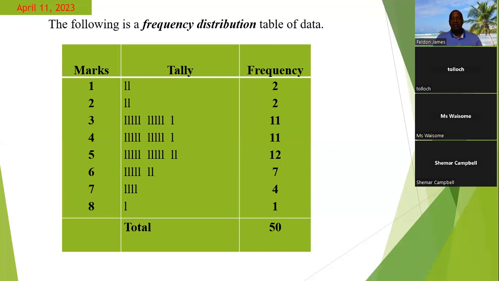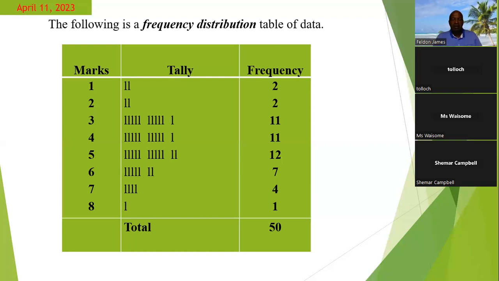Now, what we can do is arrange the marks in ascending order. Ascending is when you go from smallest to largest, and descending is from largest to smallest. So arranging the data here from smallest to largest, we have 1 up to 8.